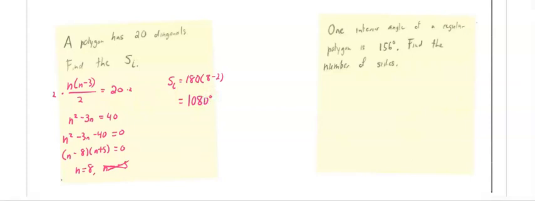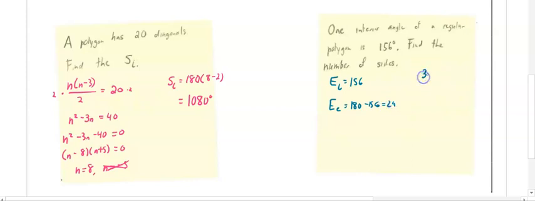In our second one, each interior angle of a regular polygon is 156 degrees. Find the number of sides. So if we know that each interior is 156, it's easier to find the exterior by subtracting from 180. So we get 24 degrees. The formula for exterior angles is 360 over n equals 24. So we can solve for our number of sides. 360 equals 24n. We divide by 24. We get 15, so we have 15 sides.